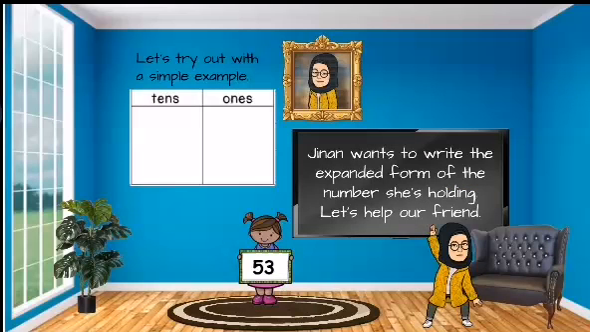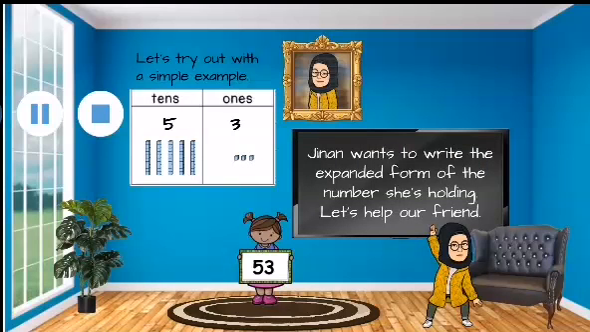Let's try it out. A simple example. Jinan wants to write the expanded form of the number she's holding. Let's help our friend. She's holding 53. So we are going to use the place value chart and put each digit in its place. We are going to put the 3 in the ones place and the 5 in the tens place. And we are going to use blocks to model the number. So we have 3 ones and 5 tens.